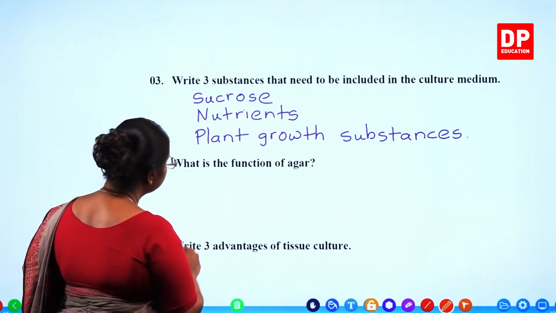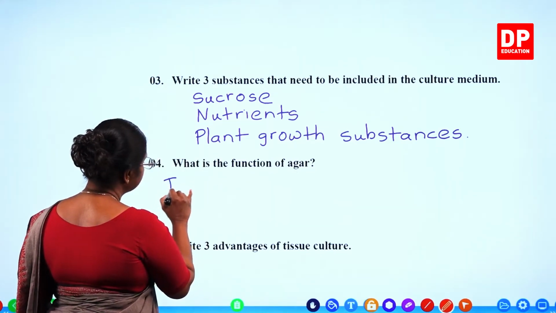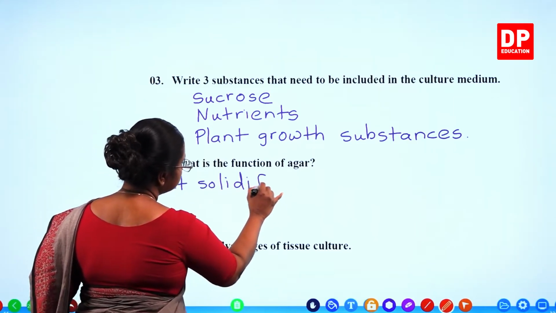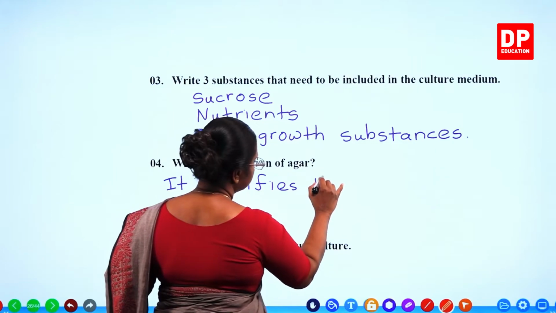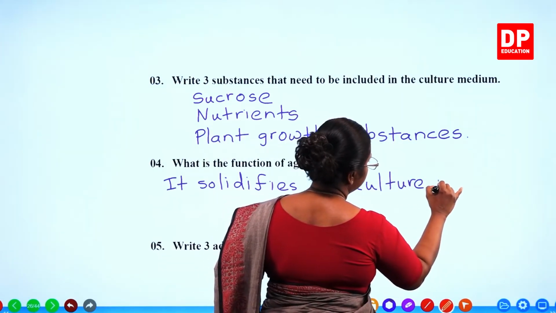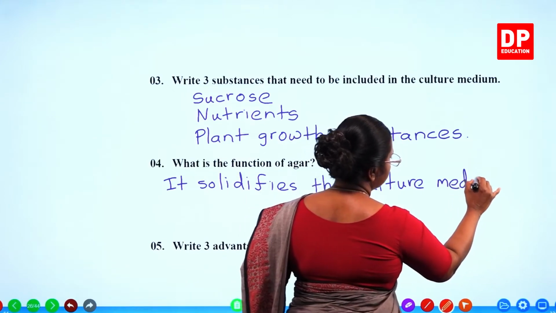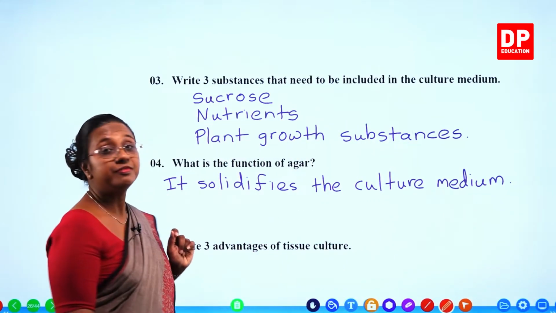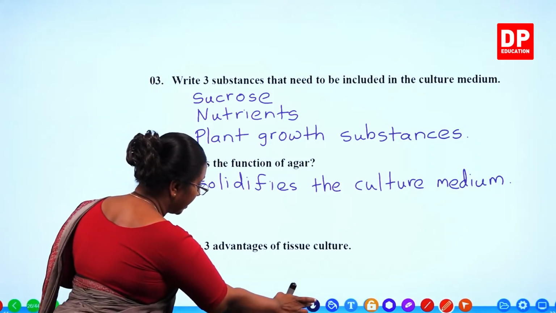So what is the function of agar? It solidifies the culture medium. So that is the function of agar. Then we have another question.